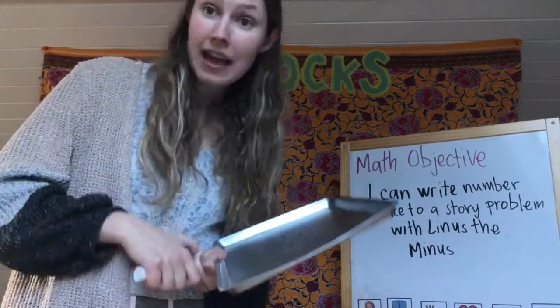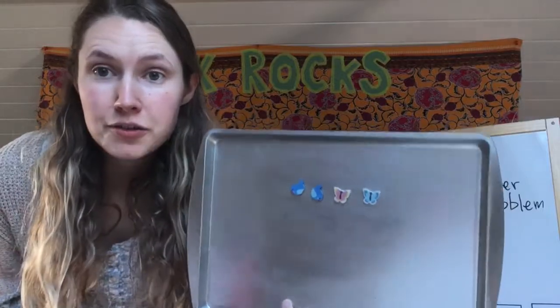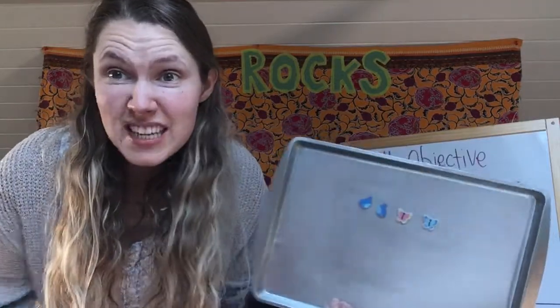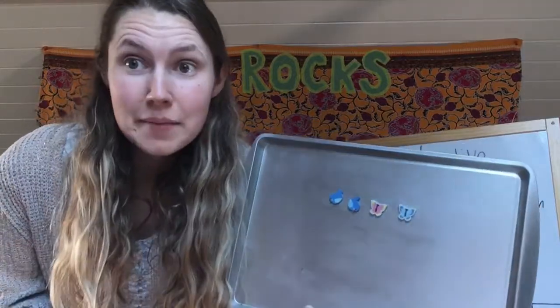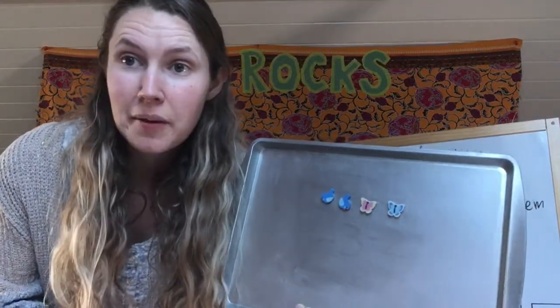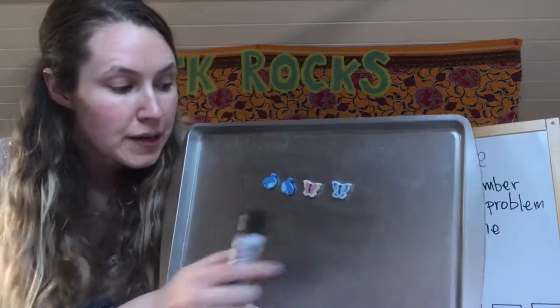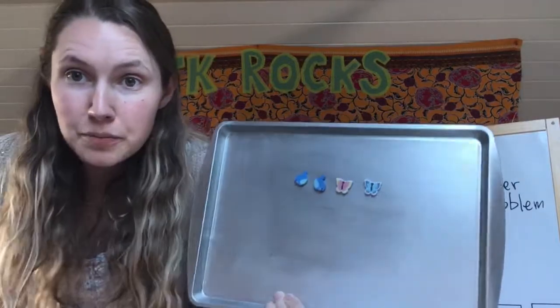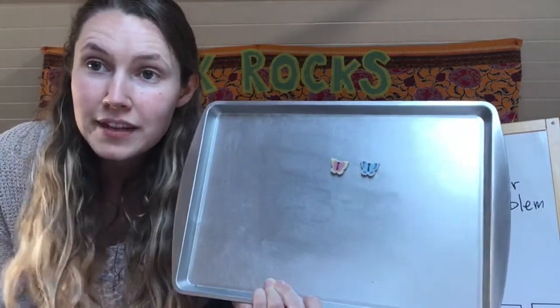Let's do another one, and then I'm going to give you one to work on at home. So sometimes in our story problems, Linus the Minus is not the guy who takes things away, but we use Linus the Minus to show taking away. So let's listen to this and think about that. In a tree were 2 birds and 2 butterflies. The 2 birds flew away. Who's left in the tree?